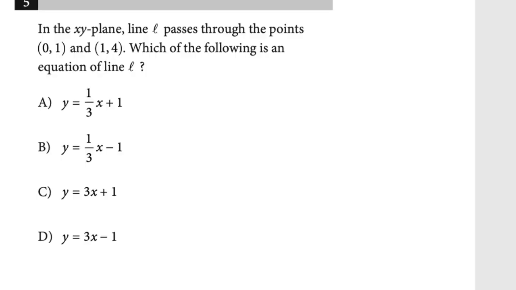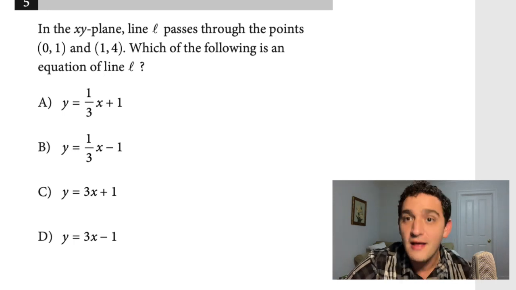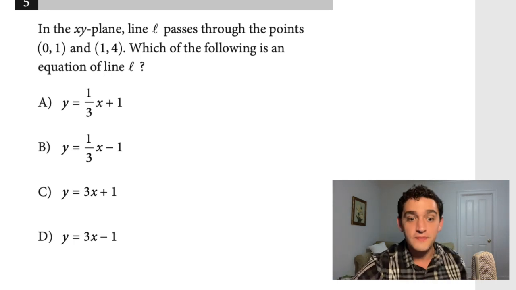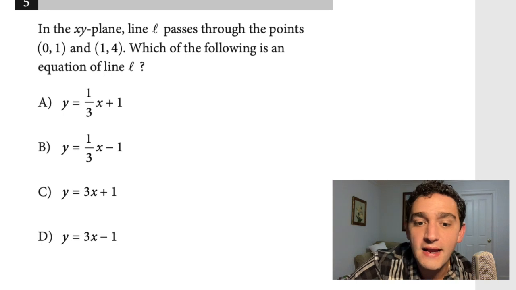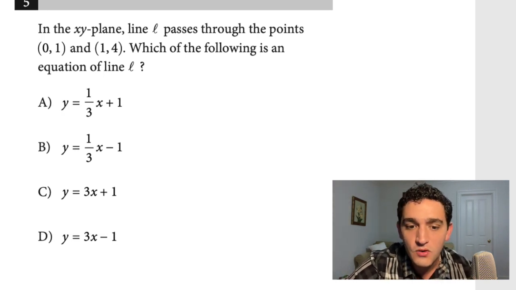Let's dig in. This one right here is number 5 from an SAT section 3. That means no calculator. Let's read. In the XY plane, line L passes through the points (0, 1) and (1, 4). Which of the following is an equation of line L?